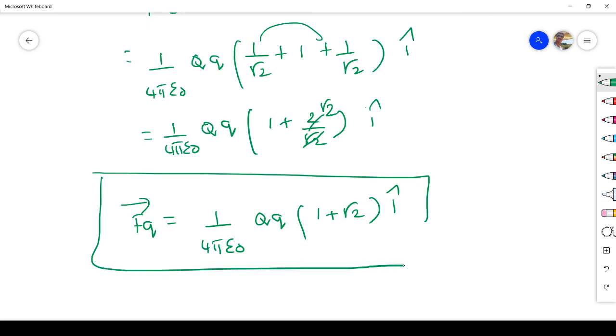Right? And the unit is Newton. Right? So this is the answer for the problem.